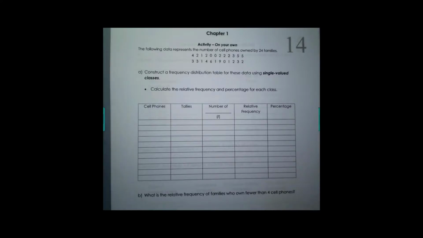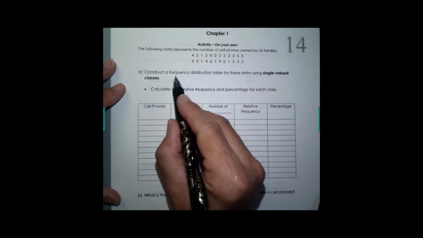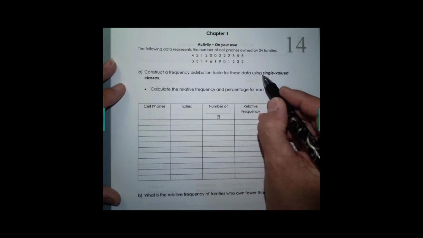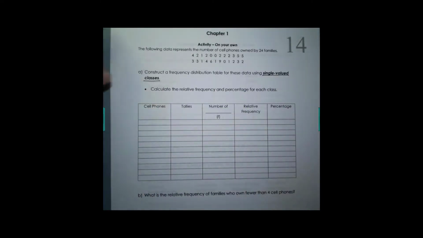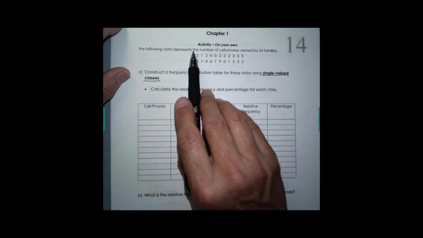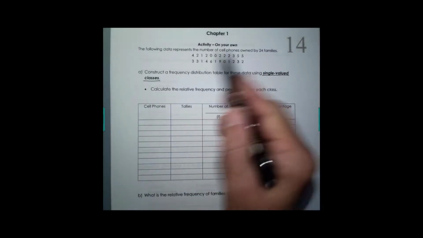Now I have an activity for you that's on page 14 of your guided notes that I just want to kind of get you started on because it has a special condition. It says do a frequency distribution table using single valued classes, single valued groups, if you will, okay? So what is it that we're talking about? Well, this is the number of cell phones that are owned by 24 families. Let's say we surveyed the families or the students in our class and we said, how many cell phones does your family own? And these are the numbers that we were given.